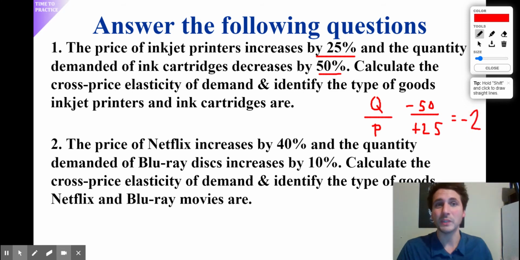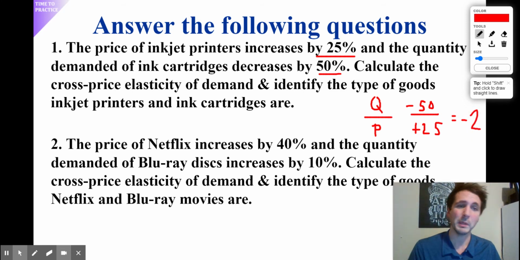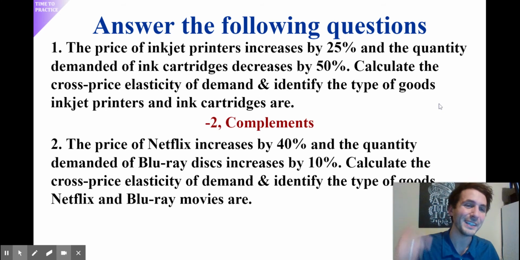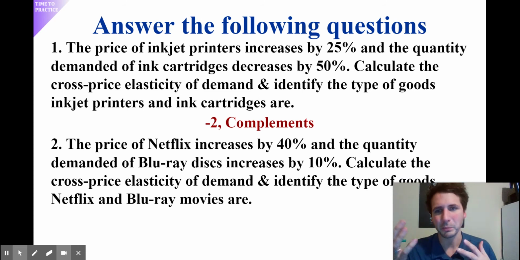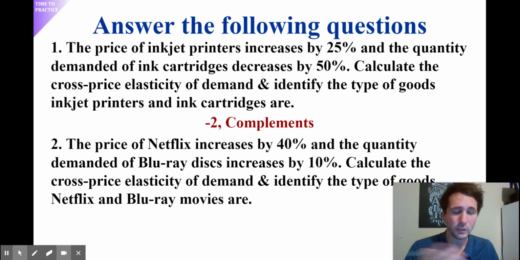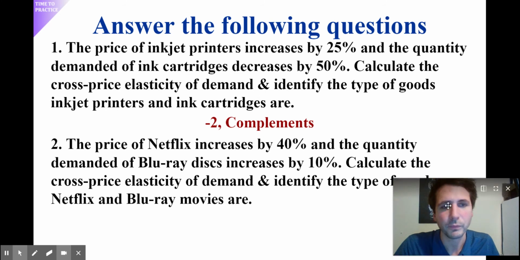Is negative 2 a substitute or a complement? Remember, negative complements, insults. So a negative complement here. So of course, negative 2 is our coefficient, and they are complementary goods, which if you just look at it, you would say, yeah, they're complementary: inkjet printers and ink cartridges. Ink cartridges for inkjets and vice versa.